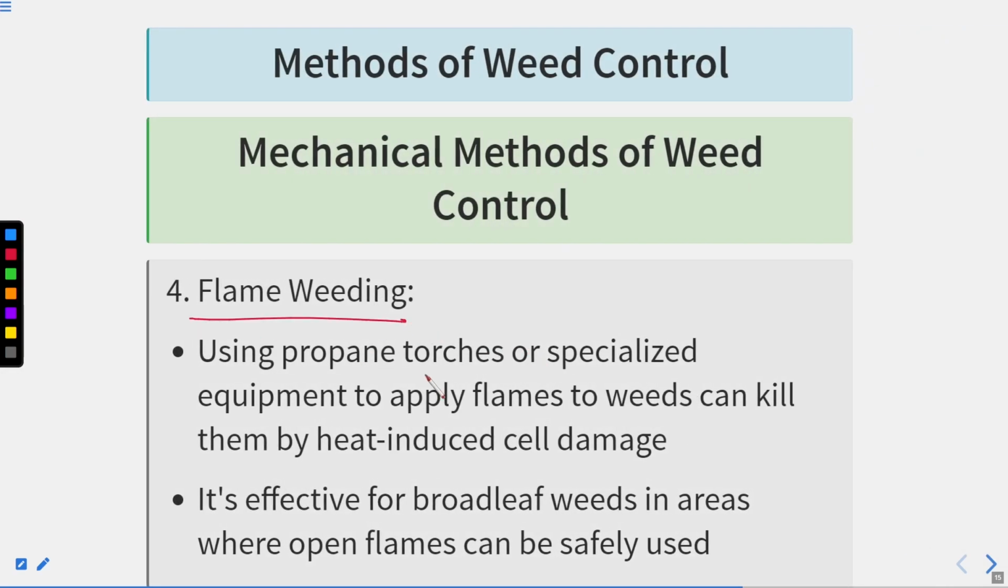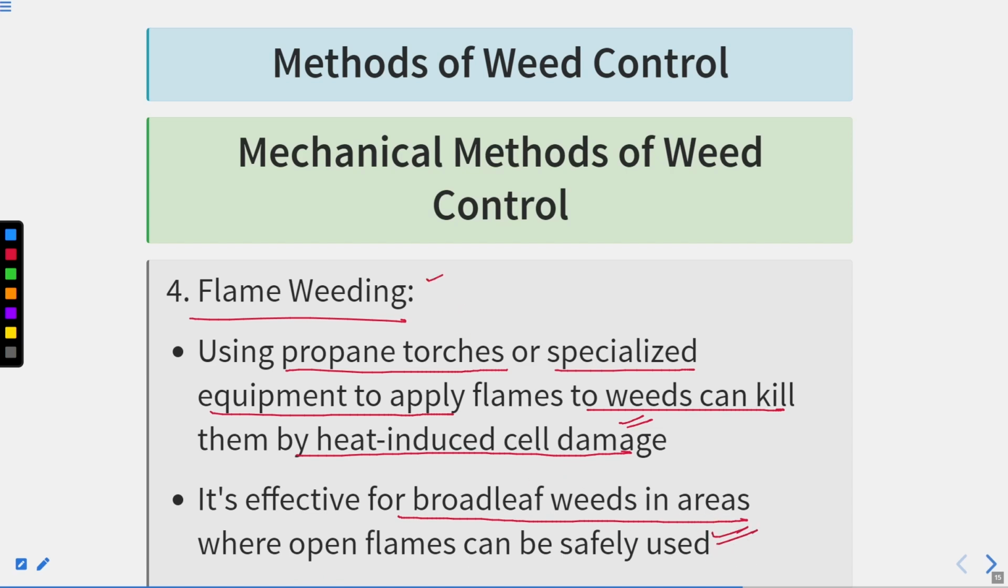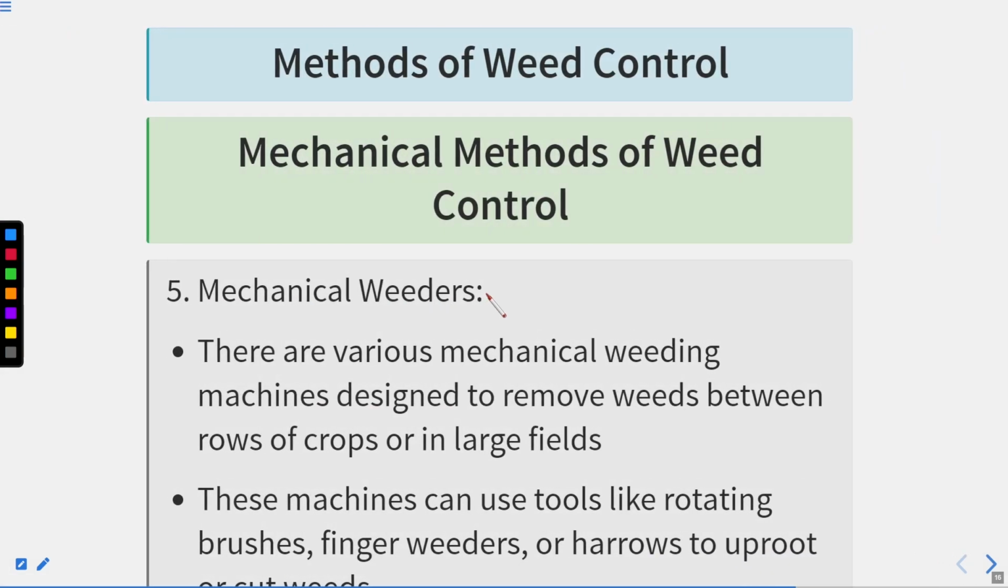Flame weeding. Using propane torches or specialized equipment to apply flames to the weeds can kill them by heat-induced cell damage. So it is effective for broadleaf weeds in areas where open flames can be safely used. This flame weeding is also something we can use nowadays.